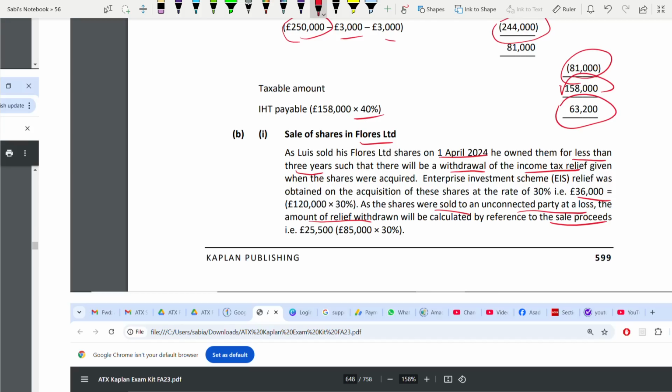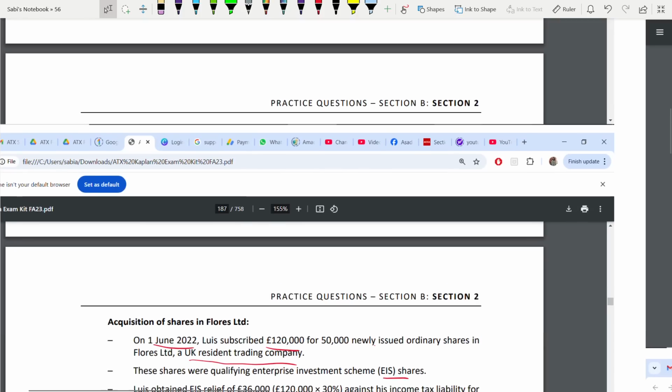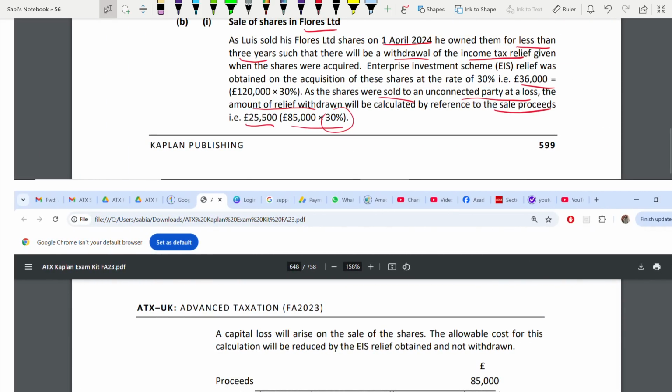So how much are you selling it for? 85,000. And what was the relief? 30%. So this much, 25,500. It's always on your sale proceeds. The sale proceeds are 85,000. The relief you got was 30%. Now it's withdrawn. 30% of 85,000 is 25,500.